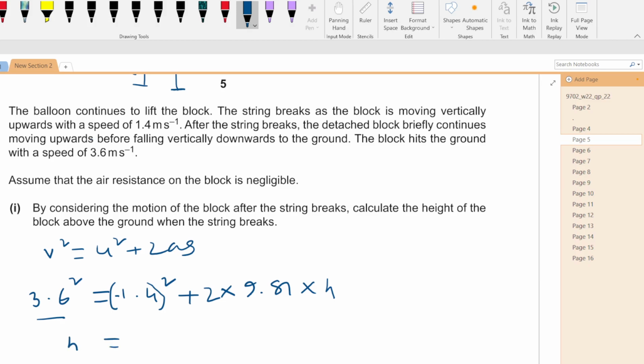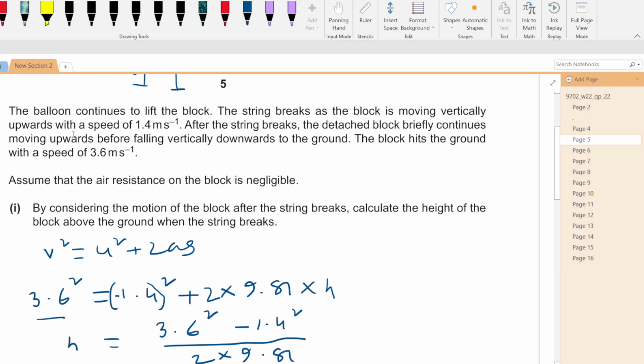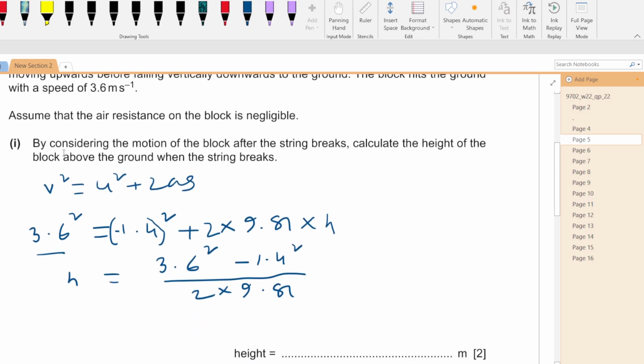And s equals 3.6 square minus 1.4 square divided by 2 into 9.81. This gives the height, if I calculate using calculator, it is 0.56 meter. Now, 0.56 meter.